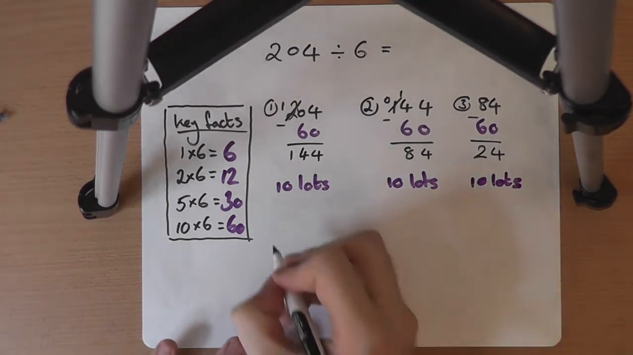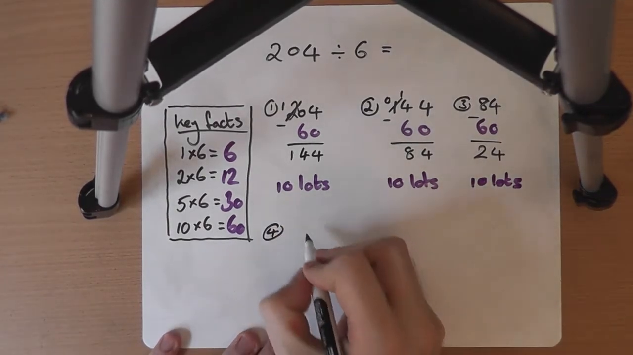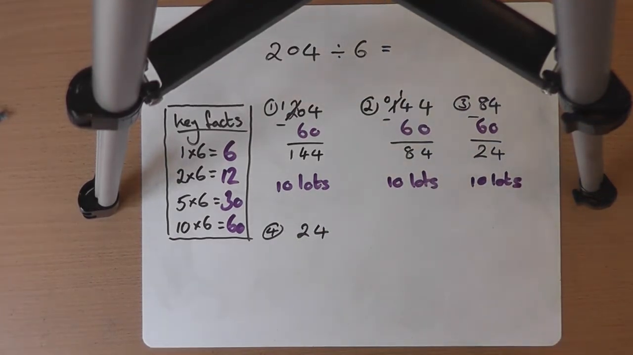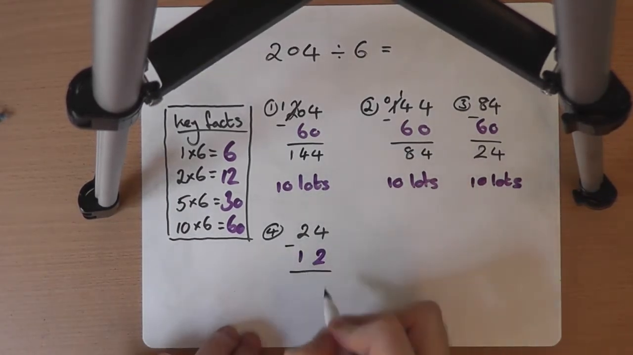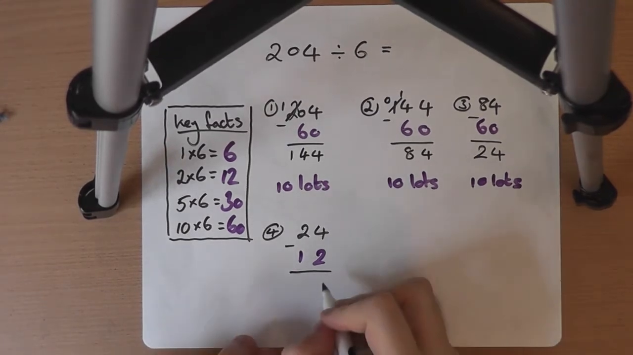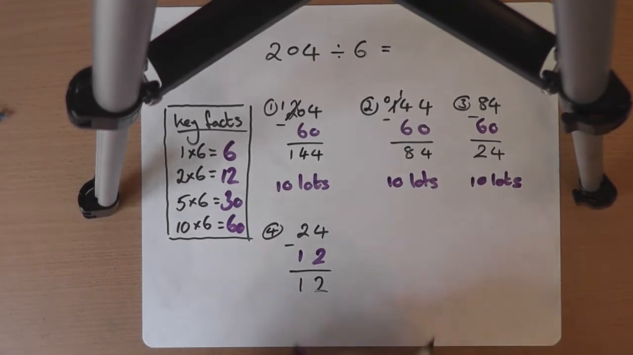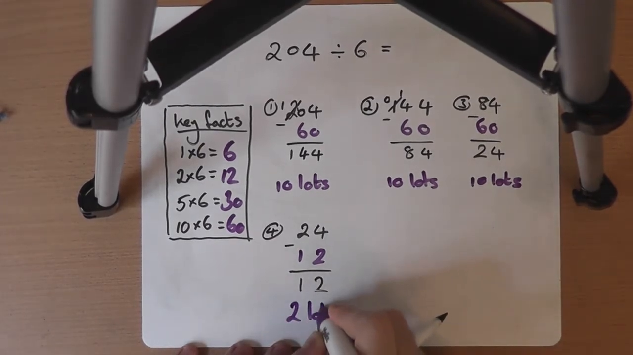Still got some stuff left, so I could set up sum number 4. 24. Now I need to look at my key facts and choose the biggest chunk that I can take away. Can't take away 60 this time, I haven't got enough. And I can't take away the 30 because I've not got enough either. But I could take away a 12. So I'm going to do that. I'm going to do 24, take away a 12. 4 units take 2 units is 2, and 2 tens take 1 ten is 1 ten. And I have taken away this time 2 lots.